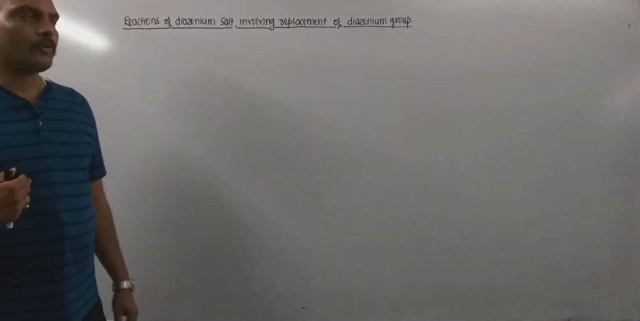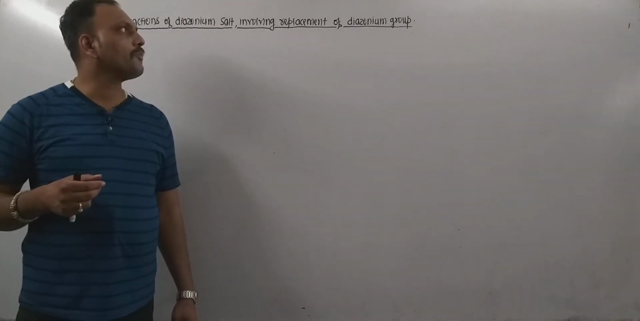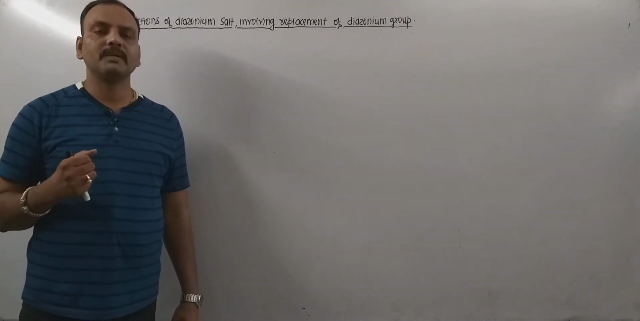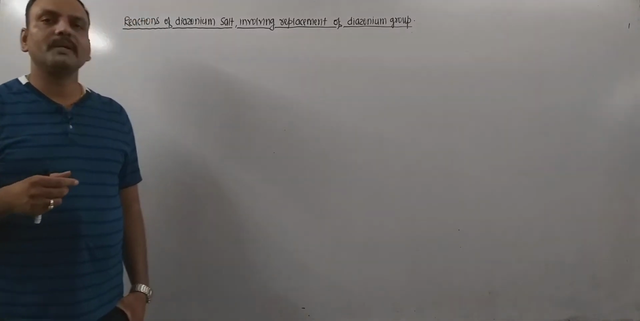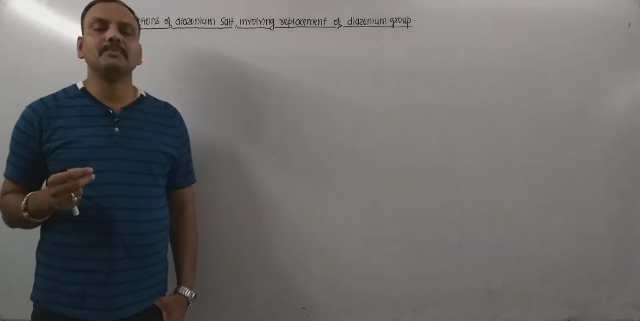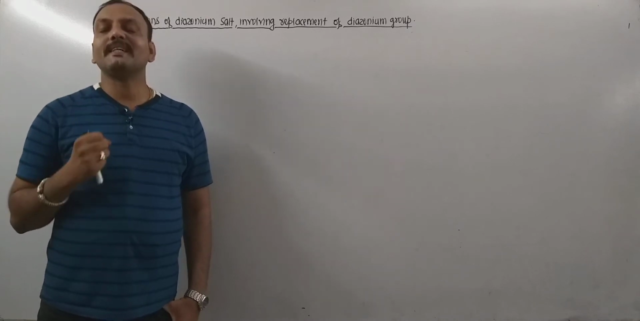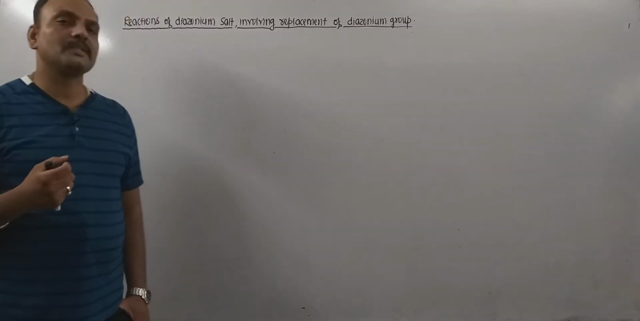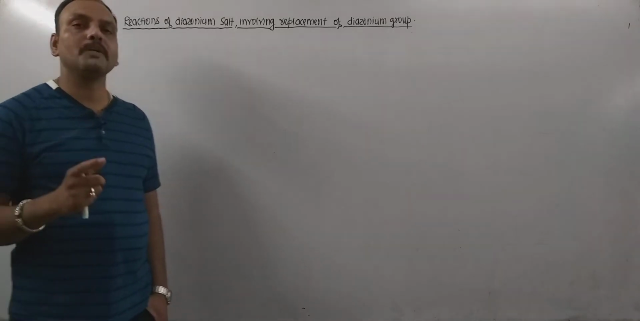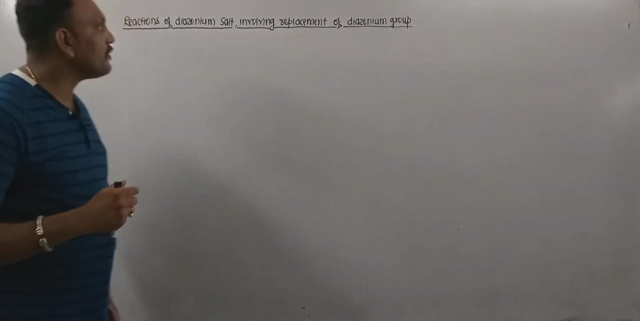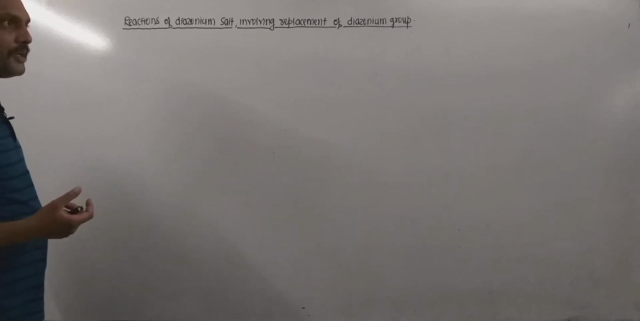Hello students, today's point of discussion is reactions of diazonium salt involving replacement of diazonium group. Remember, the chemical properties of diazonium salt can be categorized into two types. First type, where the diazonium group is replaced by certain other functional groups, and another category where the diazonium group retains. Now let's see first the reactions which involve the replacement of diazonium group.